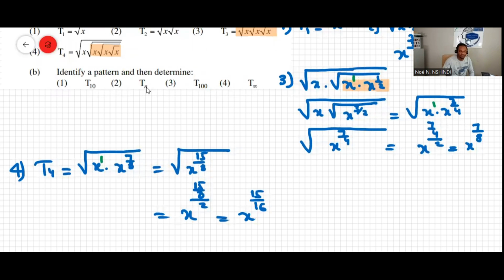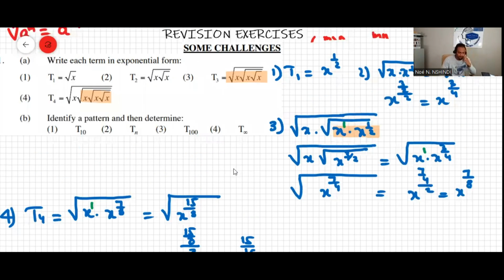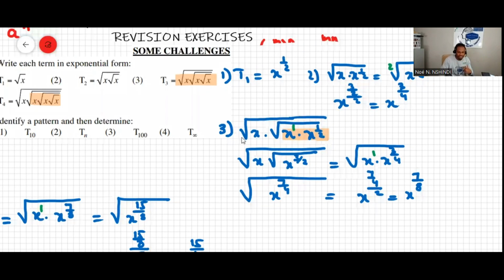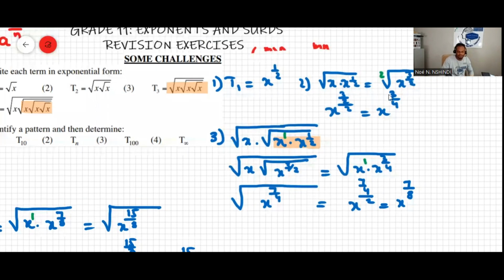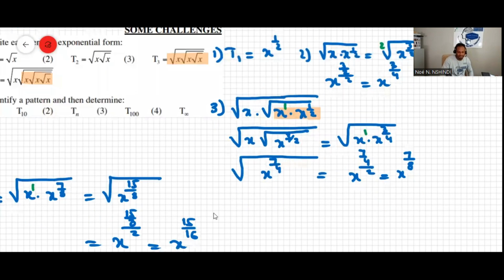And then question B says identify the pattern and then determine the term T10, Tn, and then T100, and also T infinite. Now let's see the pattern here. The exponent here is a half. Here the exponent is 3 over 4, and then that's going to be 7 over 8. And then there is 15 over 16.